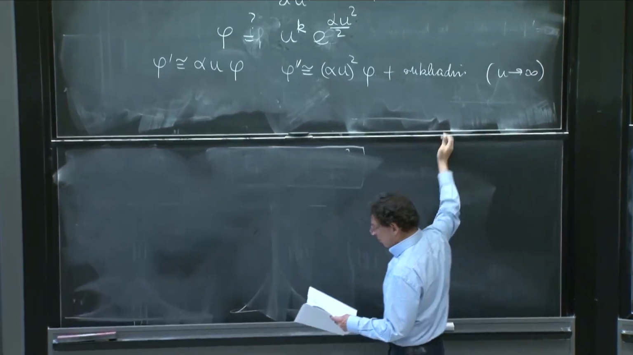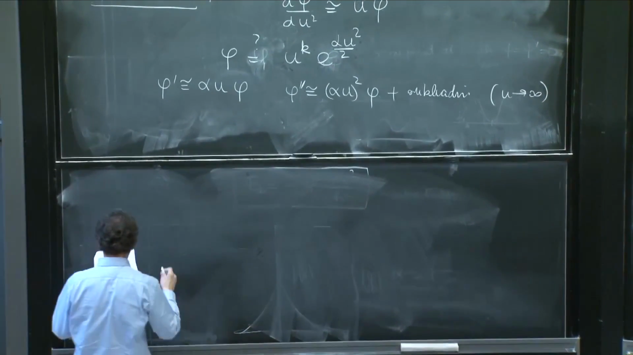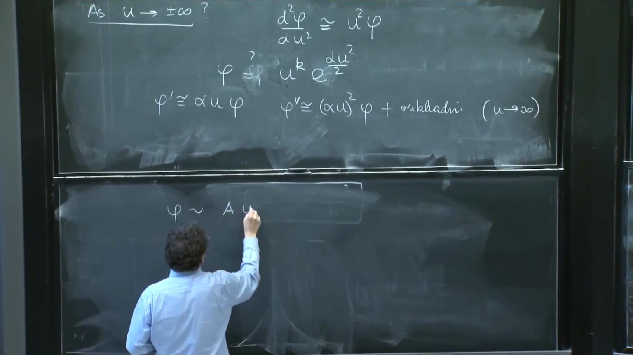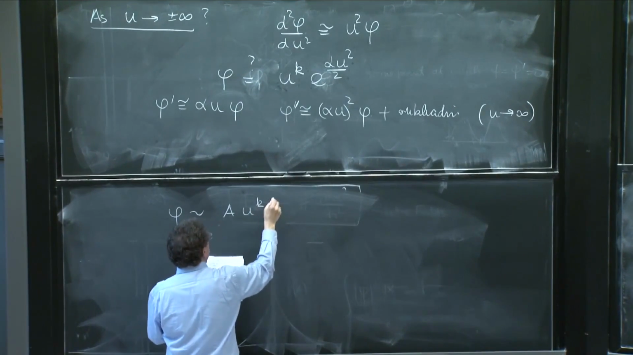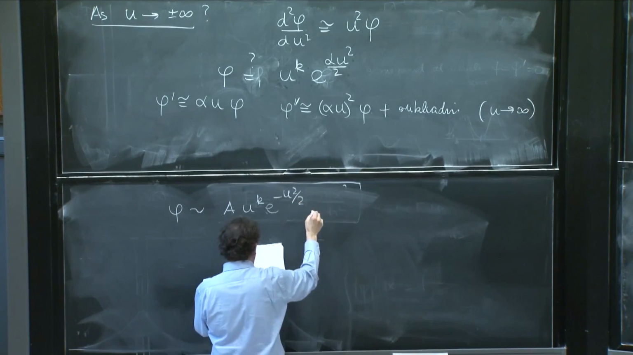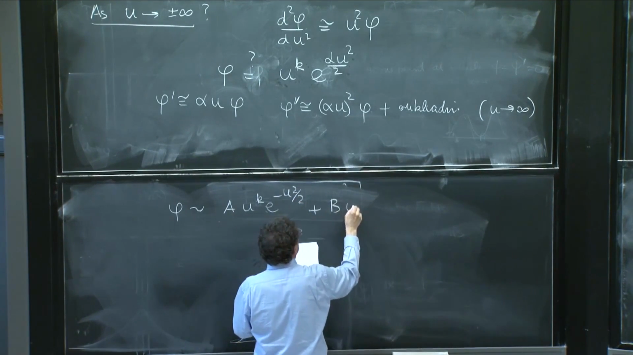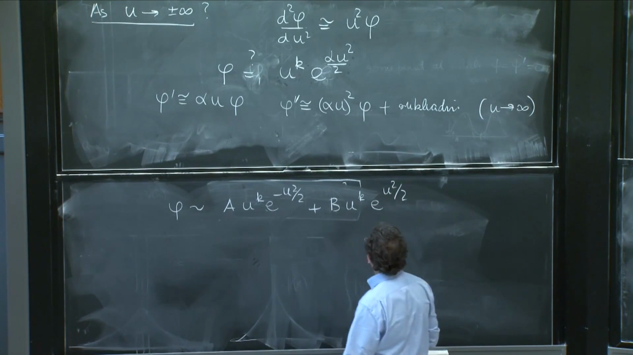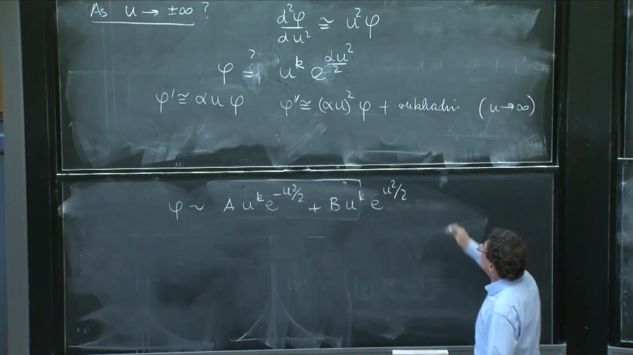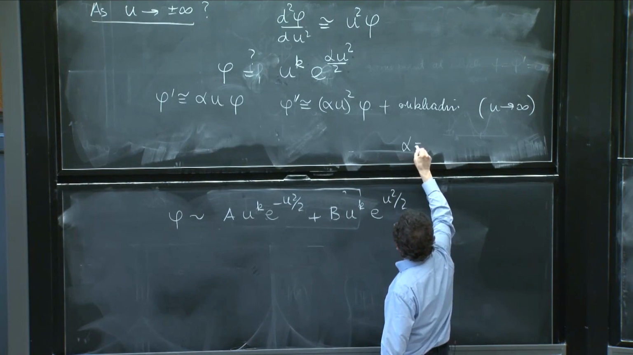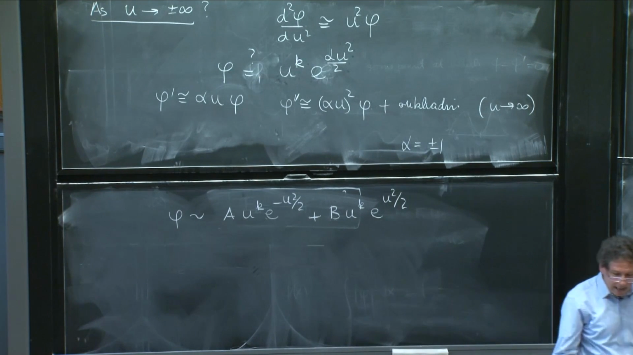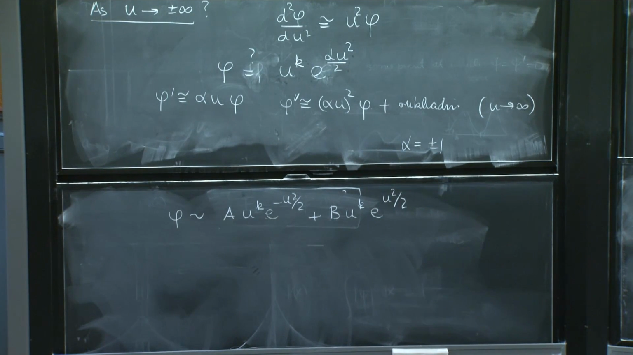So also, as u goes to infinity, we would expect maybe solutions of the form a u to the k e to the minus u squared over 2 plus b u to the k e to the u squared over 2. The two values of alpha, alpha equal plus minus 1, are the possibilities for these two equations to match. So you would expect things like this to be solutions.